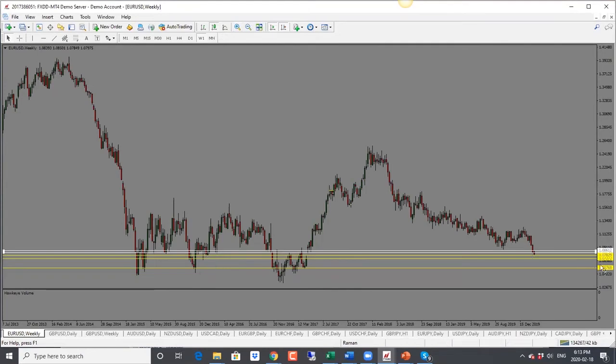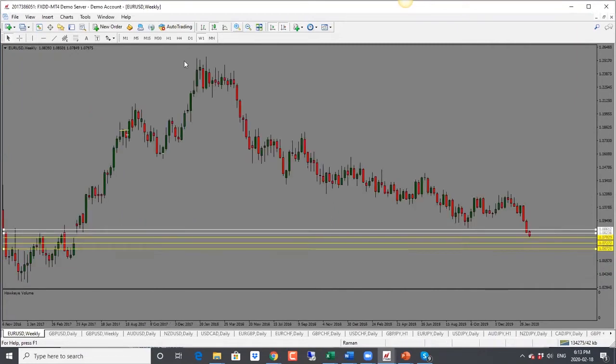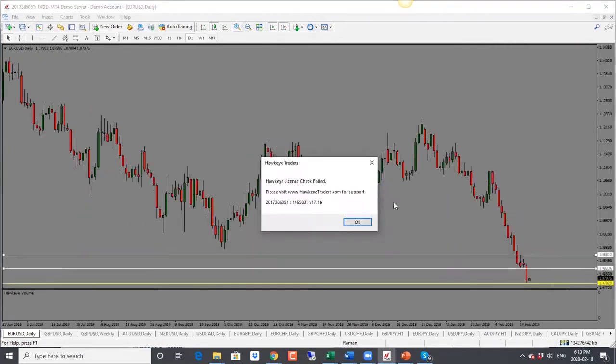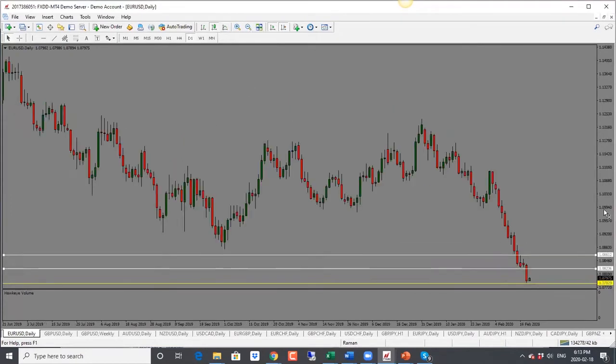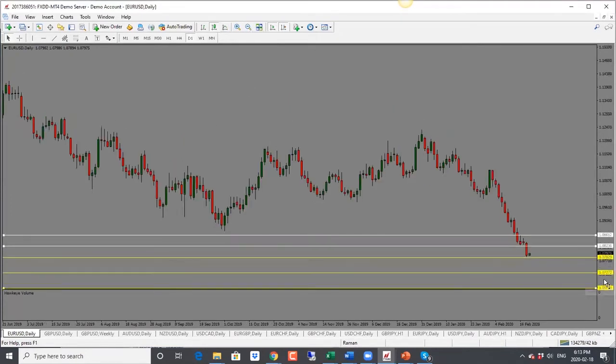Next target here is 1.0720, and then below that, we are looking at 1.0680. So bias here is bearish for euro dollar, and first target is 1.0720, then 1.0680.